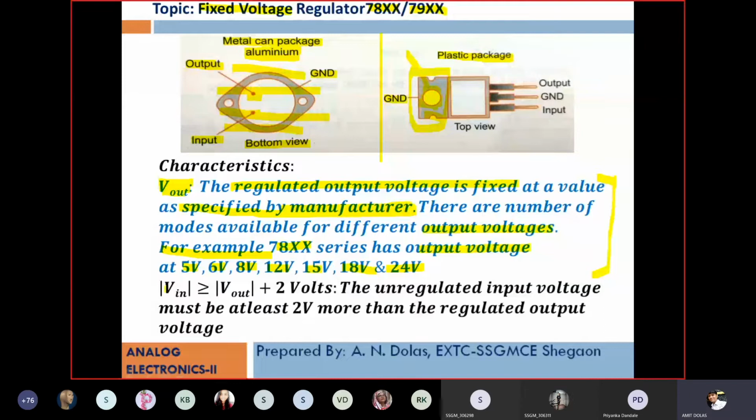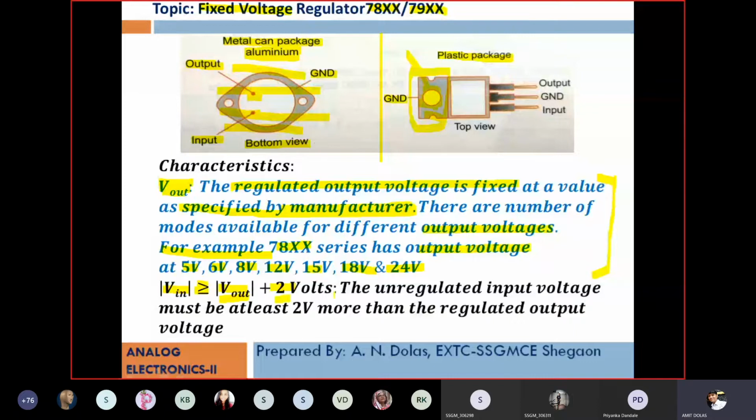Second characteristic is the input. It is said mod because it is applicable for positive as well as negative voltage regulators. So the input must be greater than or equal to output plus 2. Suppose I am using, for example, a 7805, which will provide the output 5 volt, but at the input if you connect 4 volt, it will not provide you 5 volt. If you connect exactly 5 volt at the input, of course the output will not be 5 volt, as some drop will be inside the IC. So what is the condition? It must be the output rated voltage plus 2 volt.